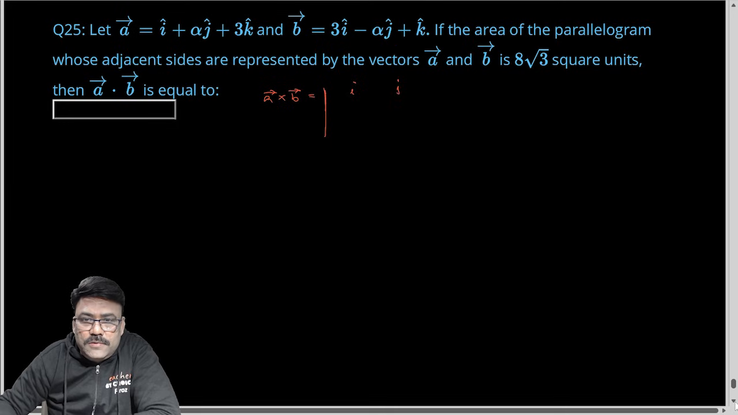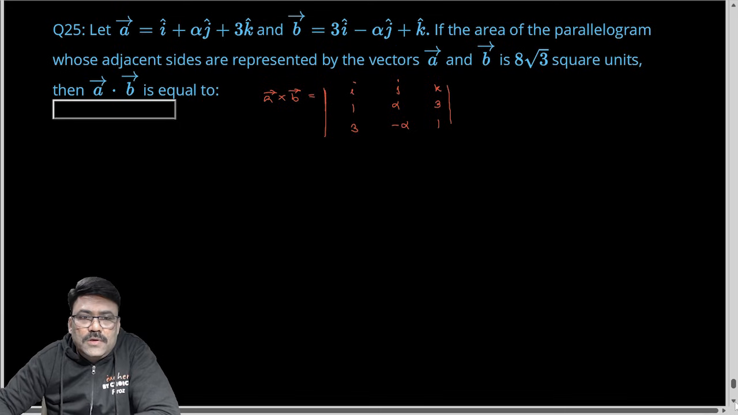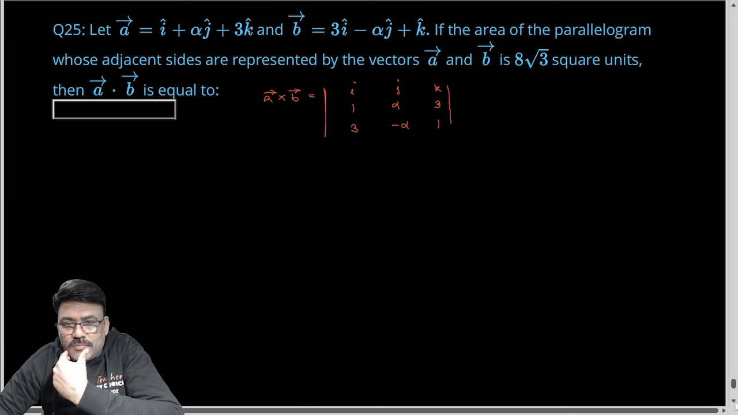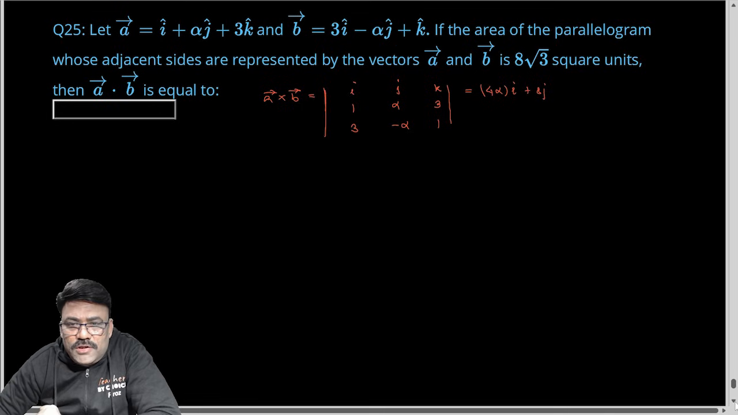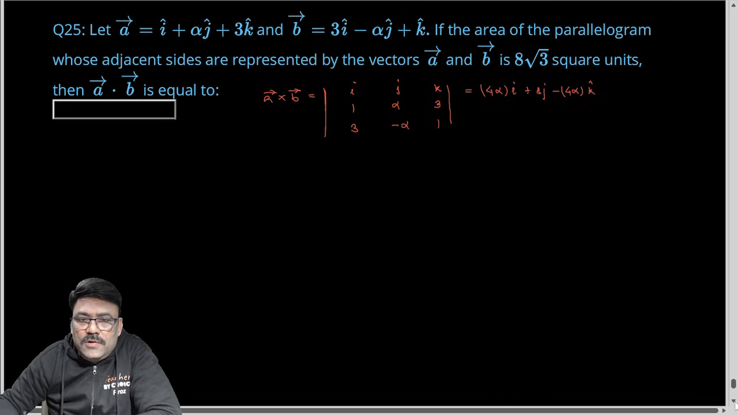I'm finding A cross B: the determinant with rows i, j, k; 1, alpha, 3; 3, minus alpha, 1. Let's expand it. With i, you get alpha plus 3 alpha, which is 4 alpha i. With j, you get 1 minus 9, so plus 8j. With k, you get minus alpha and again minus 3 alpha, which is minus 4 alpha k. So mod A cross B is the square root of 16 alpha square plus 64 plus 16 alpha square.